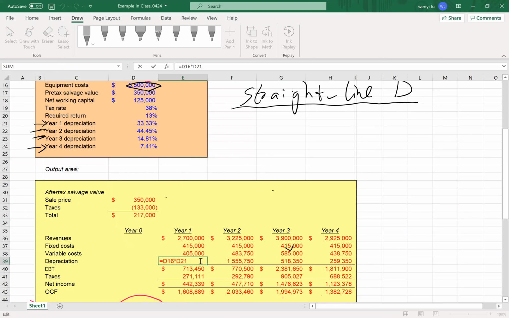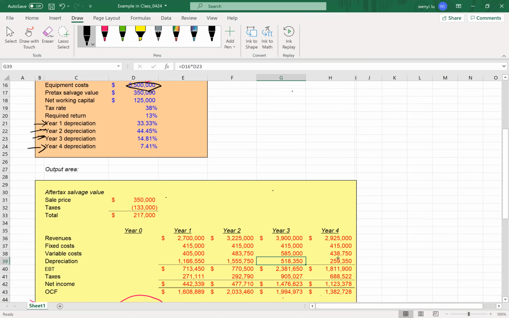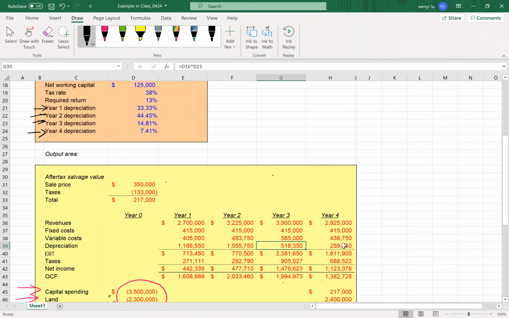And you can see why we call this one MACRS, because we depreciate more at the beginning and less in the later years. That's why we call it an accelerated depreciation method. We depreciate more at the beginning and less in the later years, so the number is reduced here. Then we have the revenue minus the costs minus depreciation equal to the EBIT, the operating profit, earnings before interest and tax.